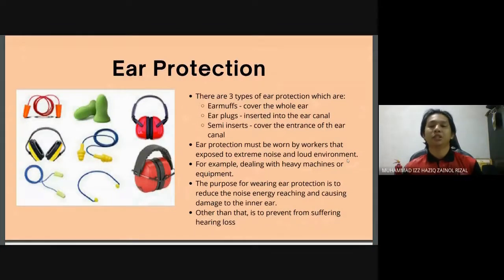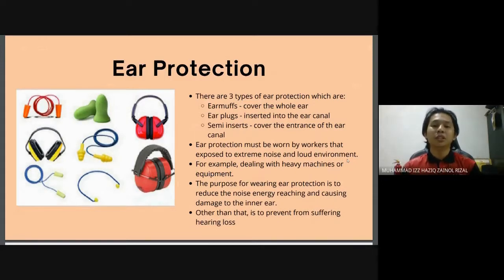Next is ear protection. There are three types of ear protection. First, ear muffs. If you can see on the screen, the red one is the ear muffs, like a headphone. It covers the whole ear. And earplugs is the green one. It is inserted into the ear canal. And semi-inserts only cover the entrance of the ear canal.